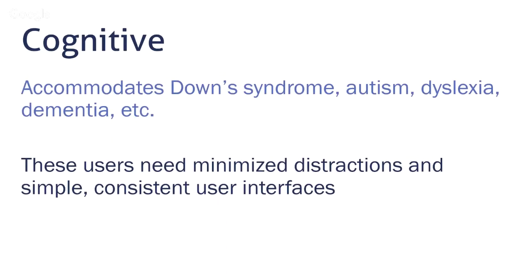All right. Next section is cognitive. This could be an array of different issues that we need to accommodate. Some things are like Down syndrome or autism, but also dementia or people who have a hard time keeping things in memory. What we really want to do here is minimize distractions and make really simple and consistent user interfaces.